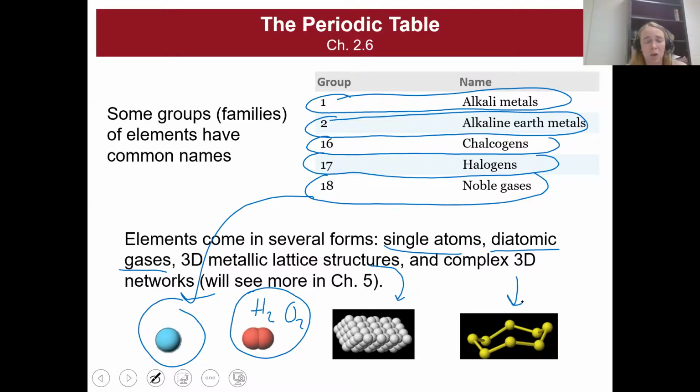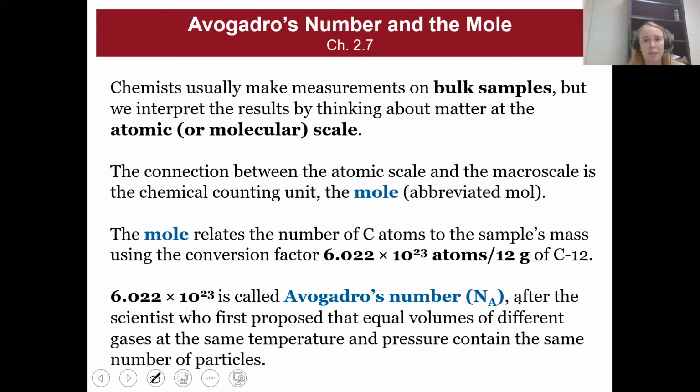We'll see more of these structures in chapter 5. You don't need to remember any of those right now. All right, I'm going to pause here again, and then we'll talk about the mole.